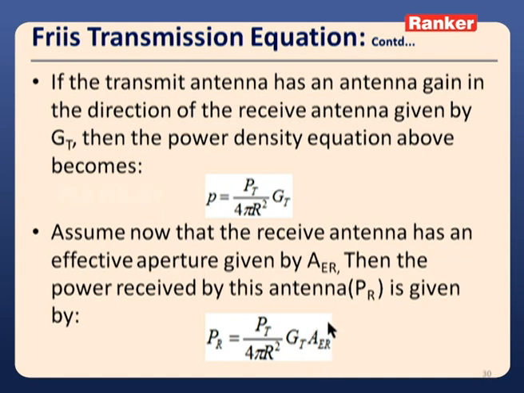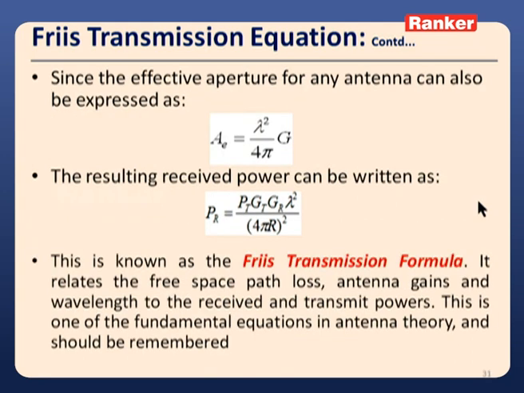Earlier we observed that effective aperture has some relation with the gain, that Ae is equal to lambda square by 4 pi into gain. This is the relation between effective aperture and gain. Now this gain is nothing but the gain of the receiving antenna. Aer is equal to lambda square by 4 pi into Gr. Substitute here, then what we will get is Pr equals Pt Gt Gr lambda square by 4 pi r square. This particular equation is an important equation. This is called the Friis transmission equation or Friis transmission formula.